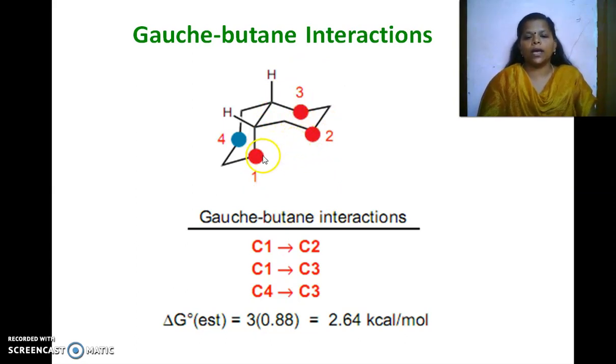From this we can find the 3 gauche butane interactions. Between C1 and C2 there is one interaction, and between C1 and C3 another interaction. The final interaction is between C4 and C3. So these are the 3 gauche butane interactions.